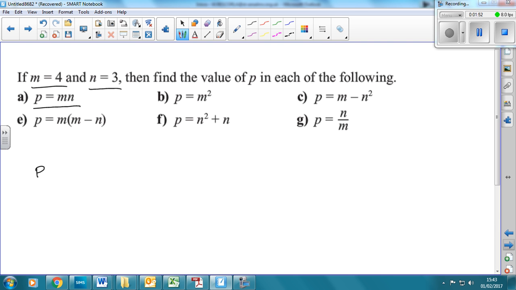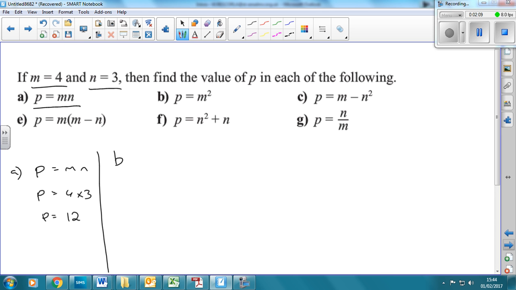So if we write down p, so this is question A, p equals mn. Now what that means is m times n. So when you replace the m with a 4 and n with a 3, it's going to be 4 times 3. So we end up with p equals 12.